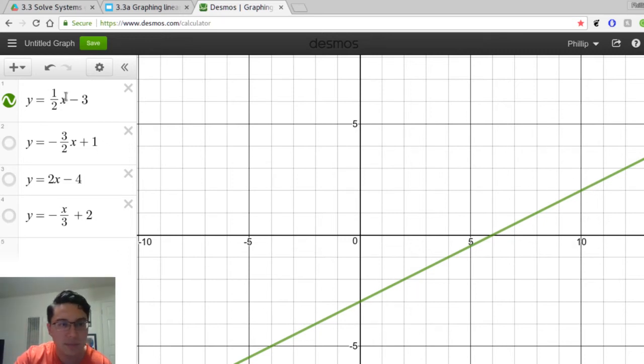Alternatively, you can also just pick a couple of x values, so you could use, like, x is equal to 2. Plug that in here.